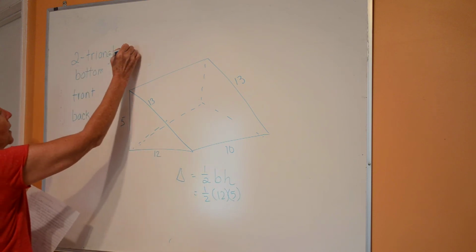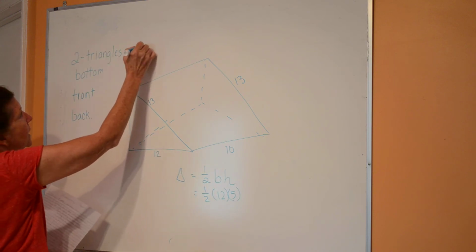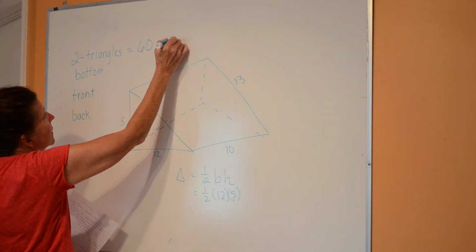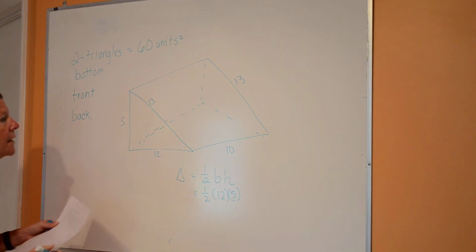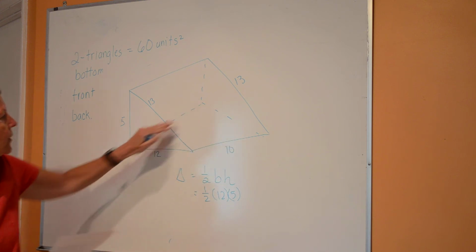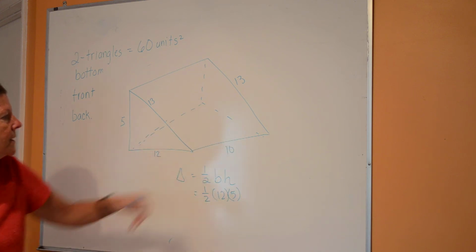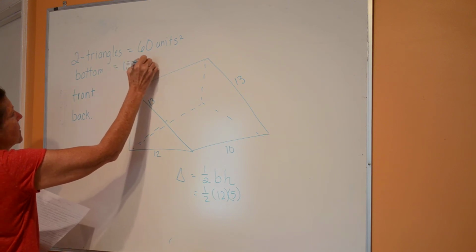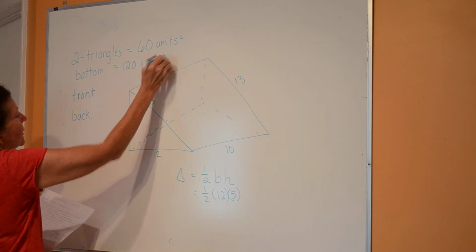But I have 2 of them. So 2 times 30 is 60 units squared. Then I have the bottom. Now hopefully you can see the bottom is 12 times 10, or 120 units squared.